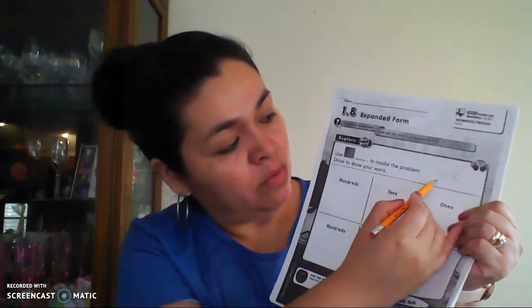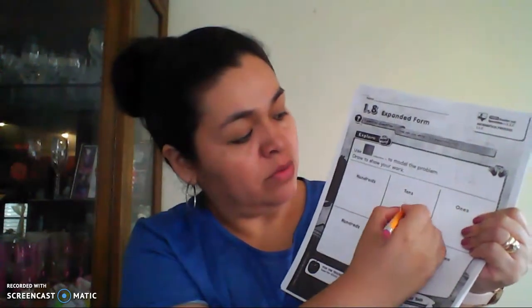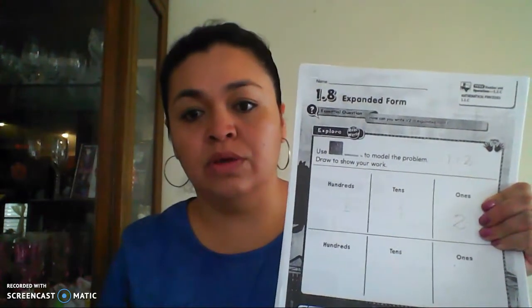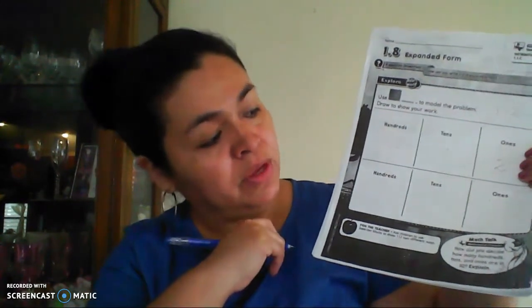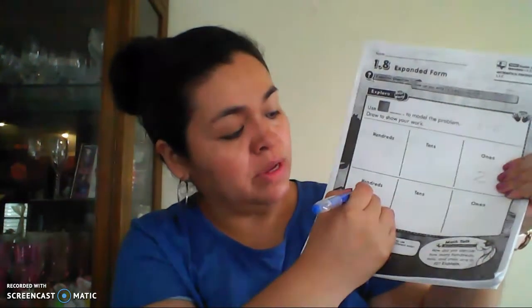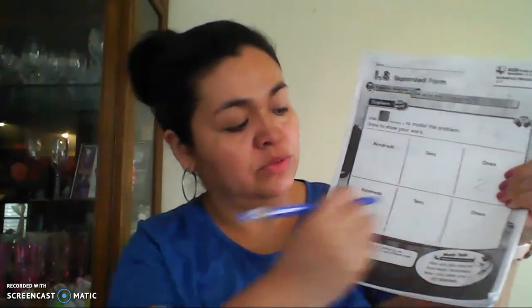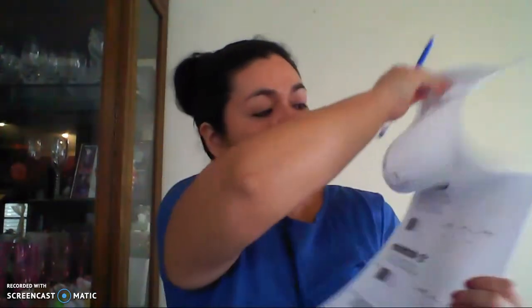Okay, so in expanded form, 112 is the number. So I have 1 in the hundreds, so I can write it like this. 1 in the tens, and 2 in the ones. That's one way to represent. Let me grab another pen. See. Another way to do it is with the base 10 blocks. Okay, 100 is a square. A 10 is one stick. And the ones, 1, 2. That's 112.